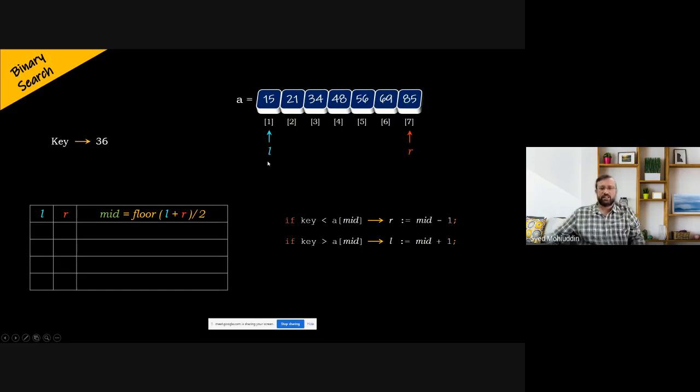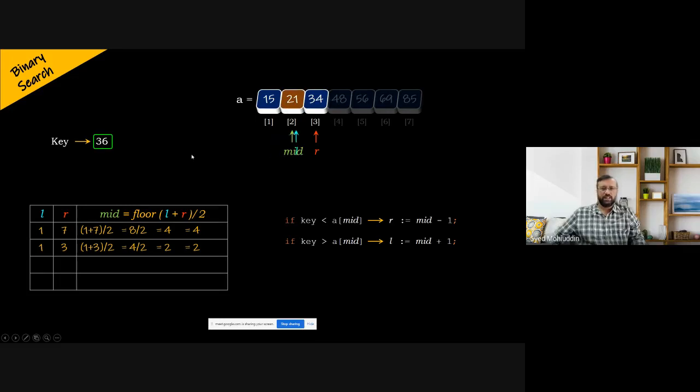L is taken as the first index, R is taken as the last index. So L will be 1, R will be 7. So 1 plus 7 is 8, 8 by 2 is 4. So mid will be 4. Now 36 is not equal to 48. 36 is less than 48. So the R index is moved, R will be mid minus 1. Now L is 1, R is 3. So 1 plus 3 is 4, 4 by 2 is 2. So mid index is 2. Now 36 is not equal to 21. It is greater than 21. So the L index will move, that is L equal to mid plus 1.